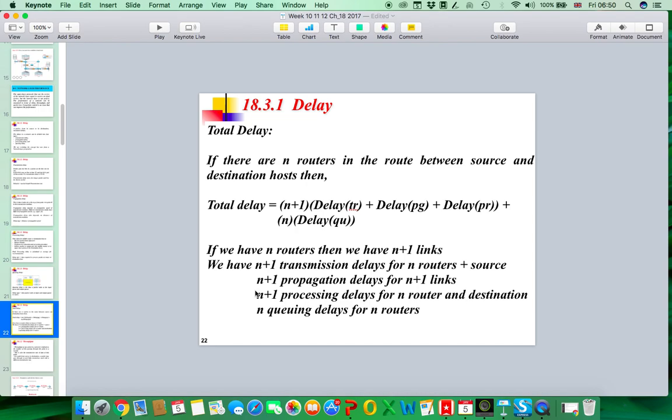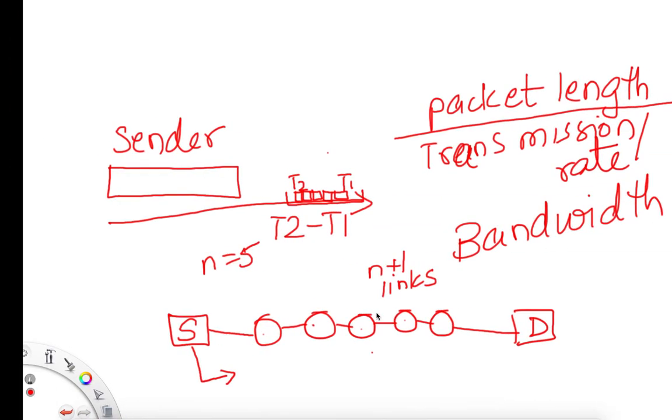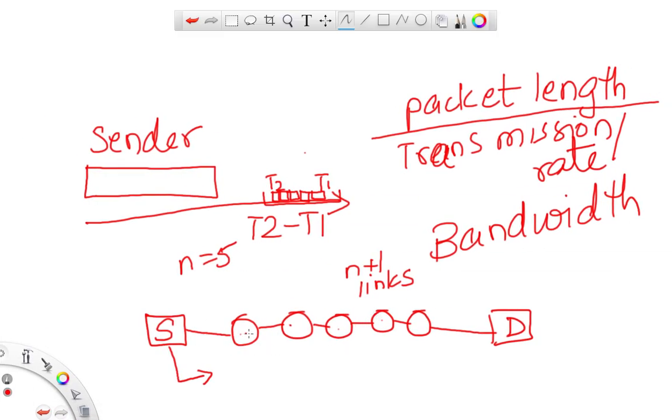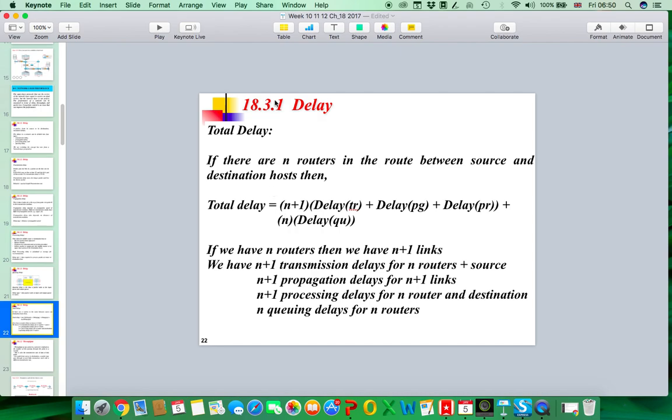So the processing delay will also be n plus 1 for the n routers and the destination. And the queuing delay will be n, because the queuing delay only happens in the routers and not at the destination. So this is why queuing delay will be n into the queuing delay for all routers. So this is about the delay and how we calculate it.